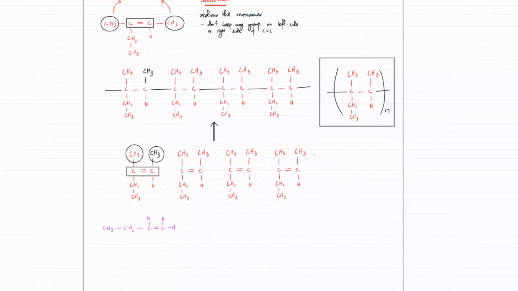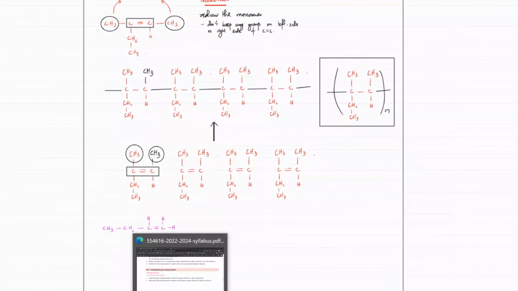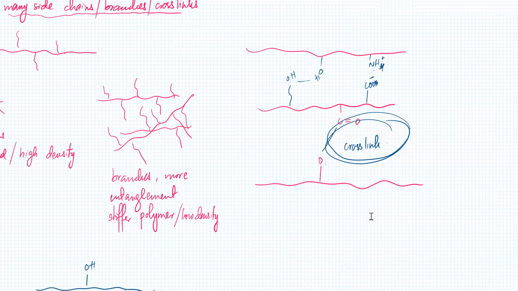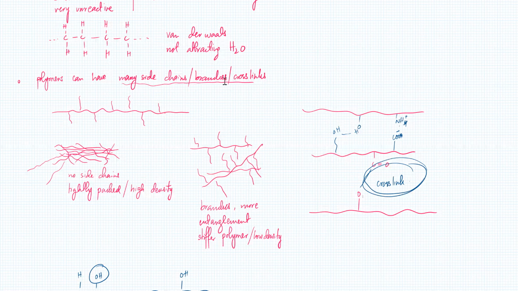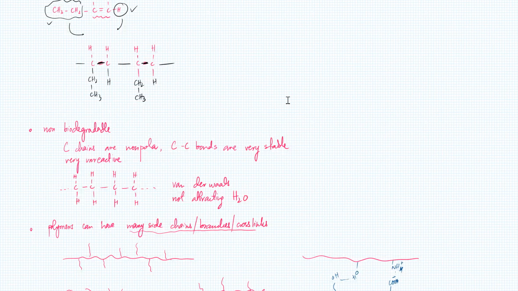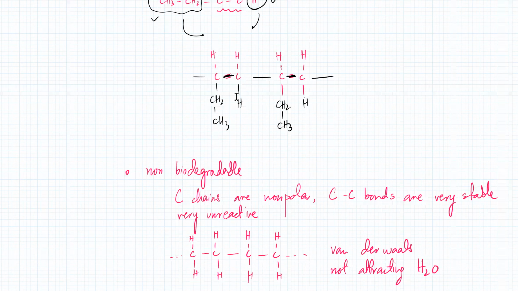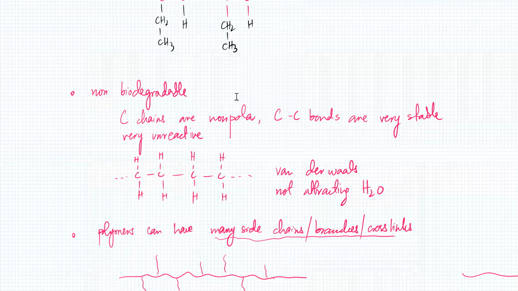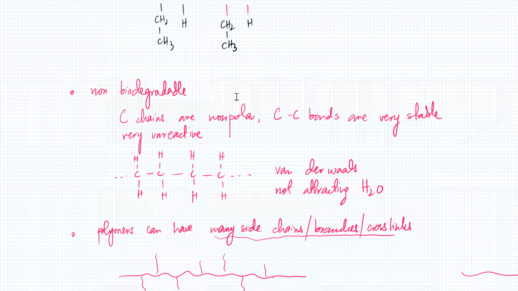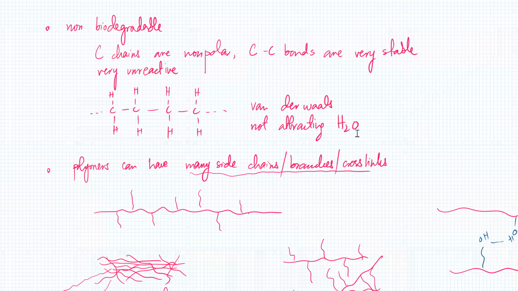Just remember this last part that we did over here: what effect would side chains, branches and crosslinks have? And also remember how to make a polymer. If you want to make an addition polymer, make sure that nothing is drawn on the left or right side of the double bond. And that's pretty much it. Remember that polyalkenes, or polymers made out of addition polymerization, are usually non-biodegradable. So let's continue with this tomorrow then.